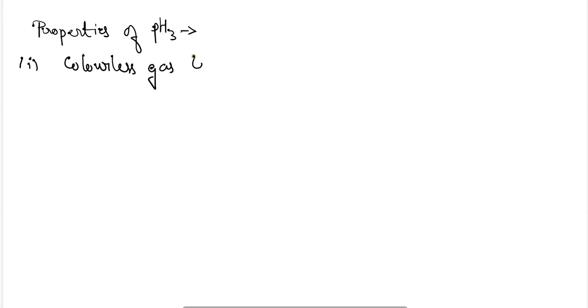What are some of the properties of phosphine? Number one, it is a colorless gas with an unpleasant rotten fish or garlic smell.